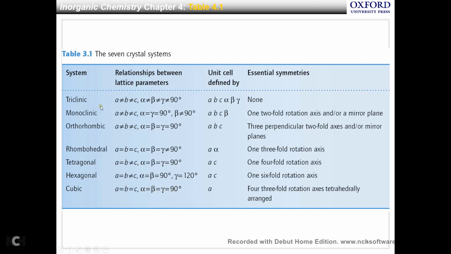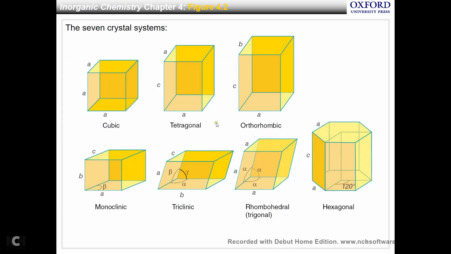And then there are 6 other different systems: triclinic, monoclinic, orthorhombic, rhombohedral, tetragonal, and hexagonal. So all those, you have different lattice parameters or lattice constants and different angles here. So now let's look at the pictures of the 7 different crystal systems. All right, those are the 7 crystal systems. All crystal structures belong to one of the 7 crystal systems.